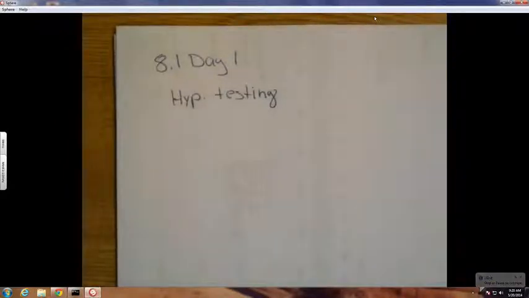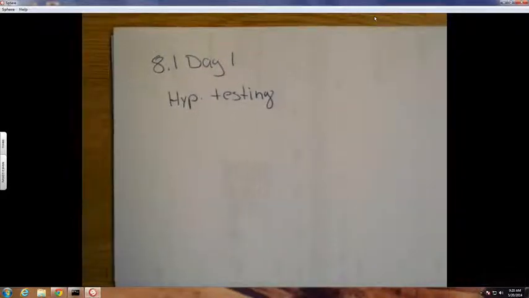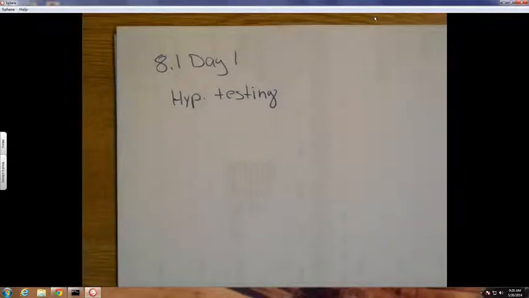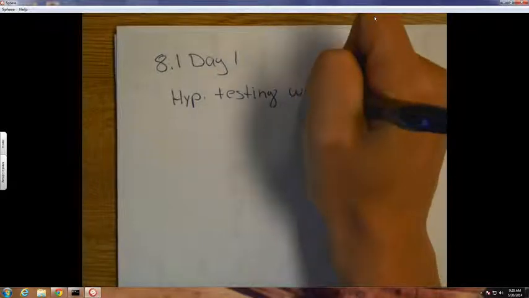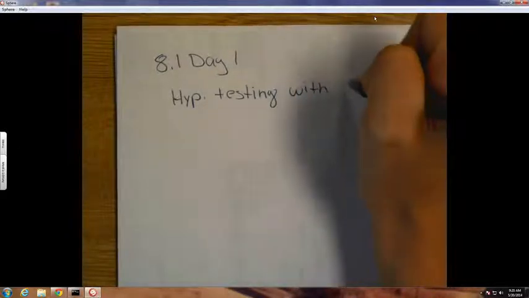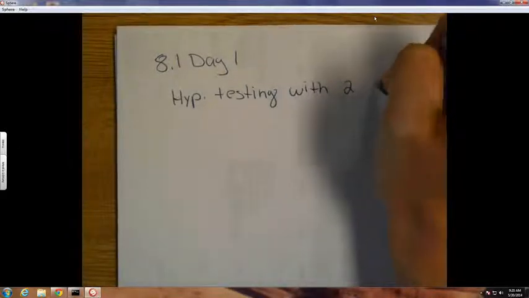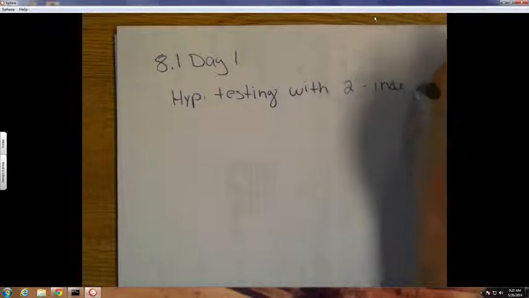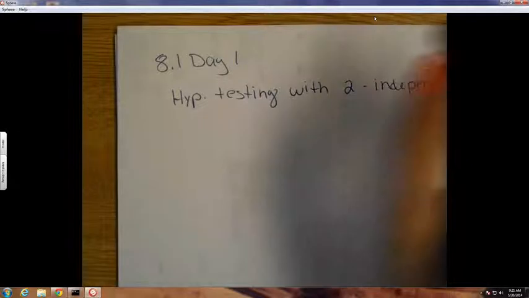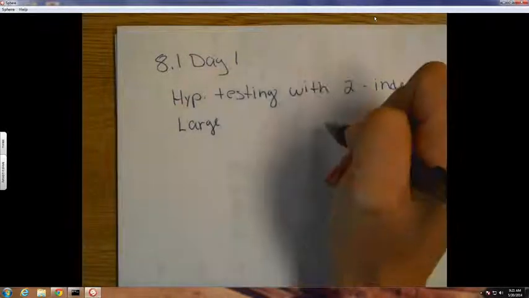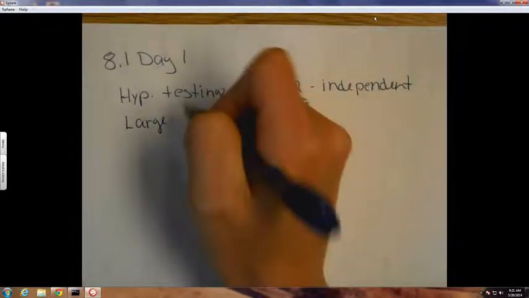Hypothesis testing. Hypothesis testing with two independent large samples.